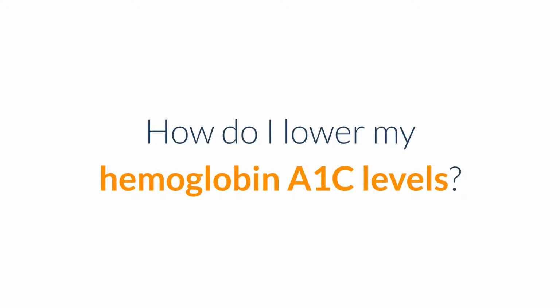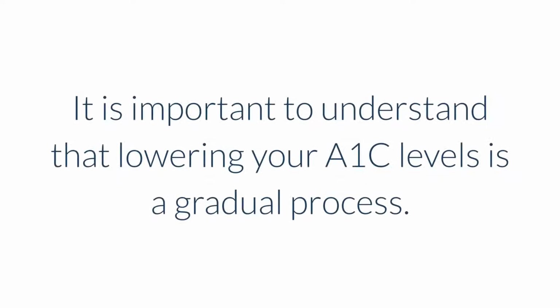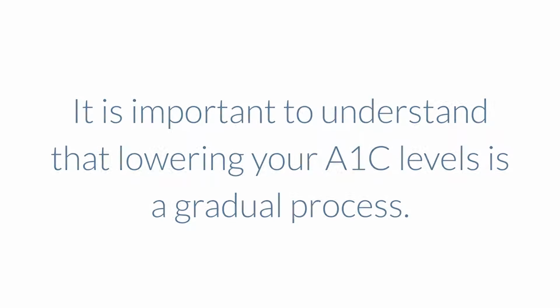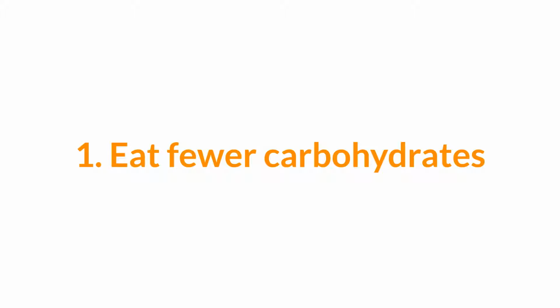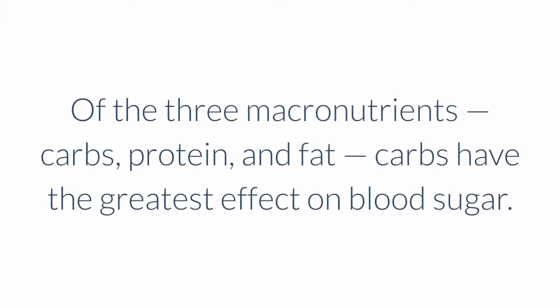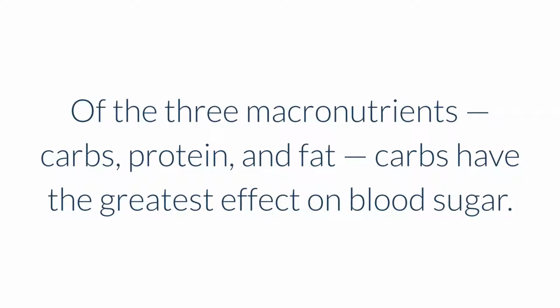How do I lower my hemoglobin A1C levels? It is important to understand that lowering your A1C levels is a gradual process. 1. Eat fewer carbohydrates. Of the 3 macronutrients, carbs, protein, and fat, carbs have the greatest effect on blood sugar.